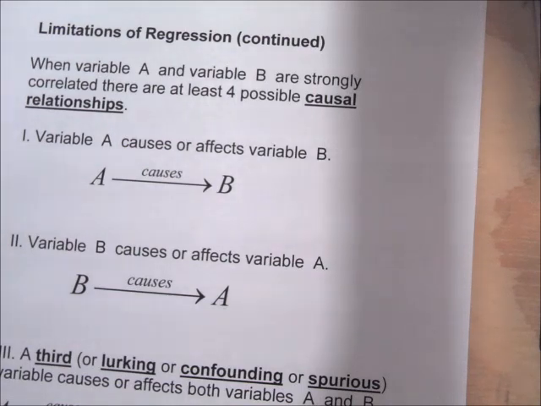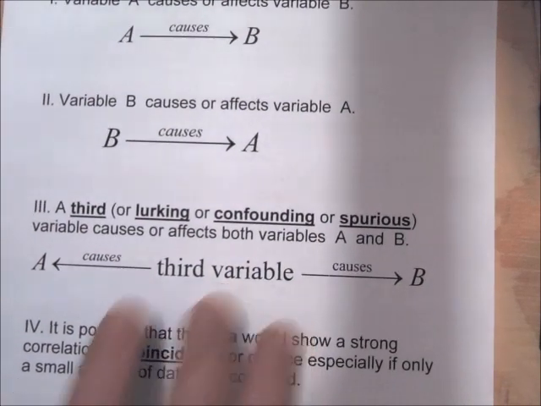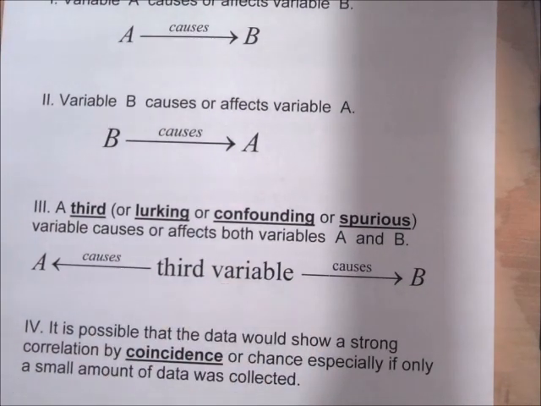If variables A and B are strongly correlated, it might be that A causes B, it might be that B causes A, it might be a third variable causes both, or it could be coincidence, especially if you had a small data set. And the mathematics is not going to tell us which of these are the case. You just have to think about what makes sense in the situation.